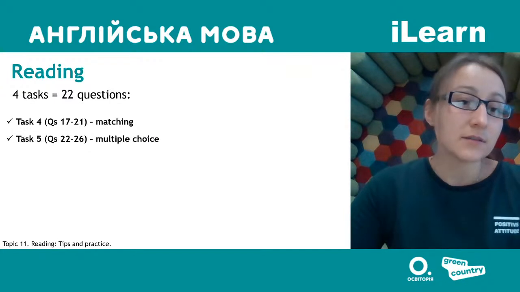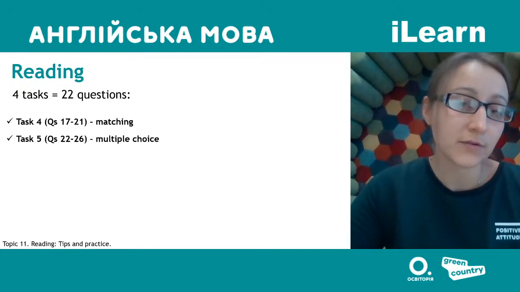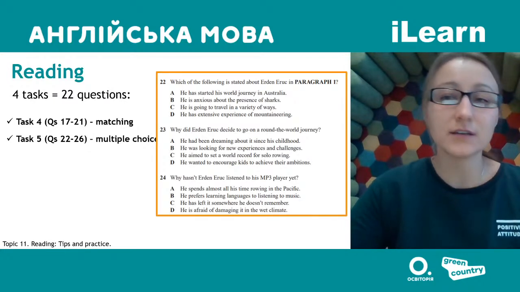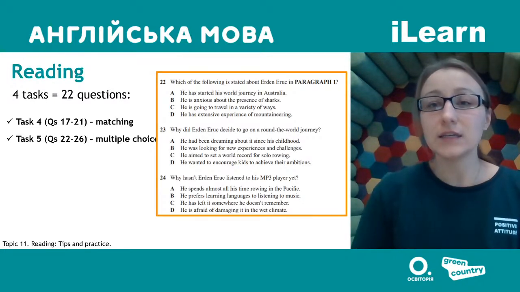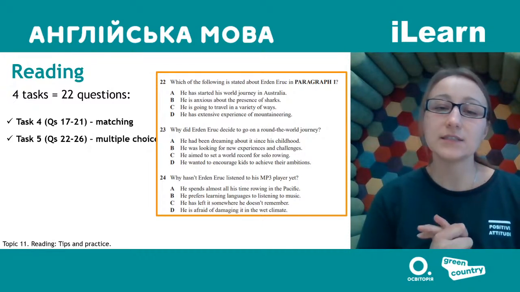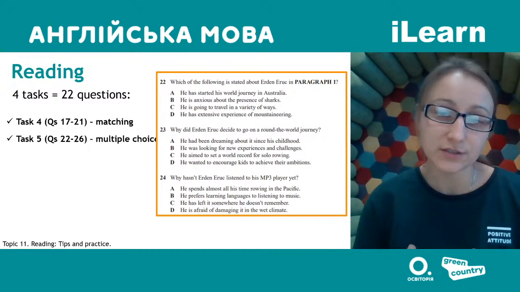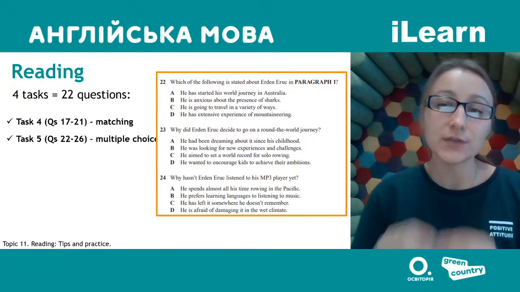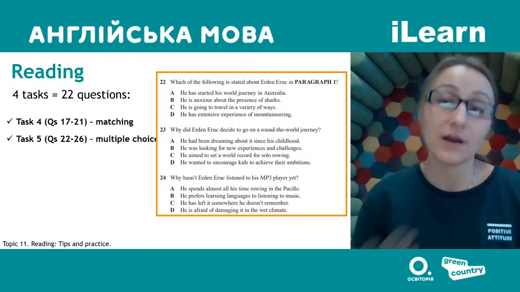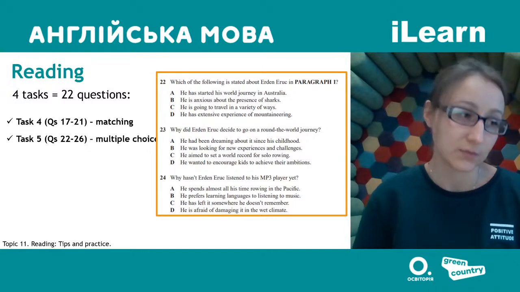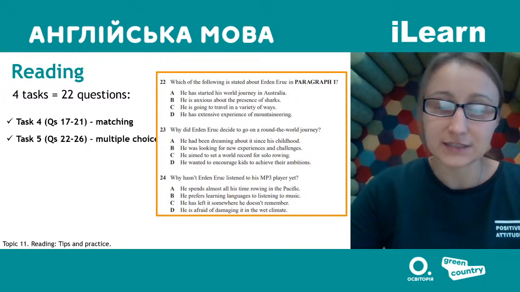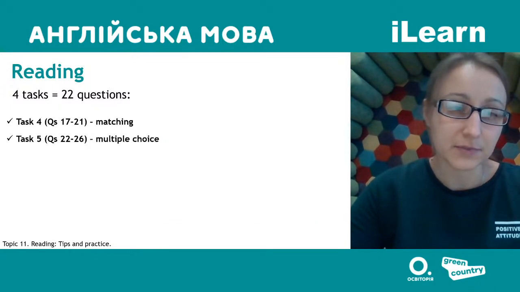Then we have task number 5. There are also 5 questions, and it is a type of multiple choice task. It looks like this. It's quite a big, let's say, long text, and you have 5 questions to the text, and to each question you have got 4 variants, and you just need to answer this question choosing the correct variant. We have practiced this task, I hope you remember.